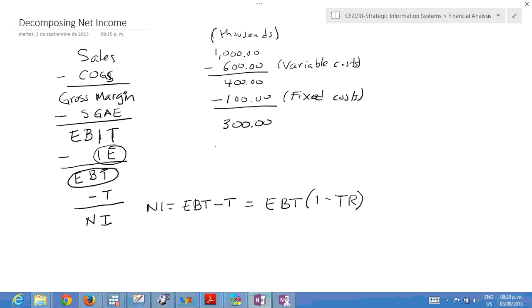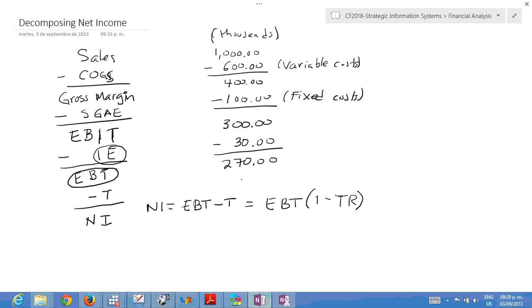Then imagine you have a loan, a long-term debt, and in that specific month you paid 30,000 in interest expenses. Then you end up having 270,000 pesos of earnings before taxes.